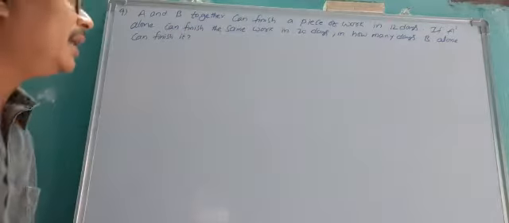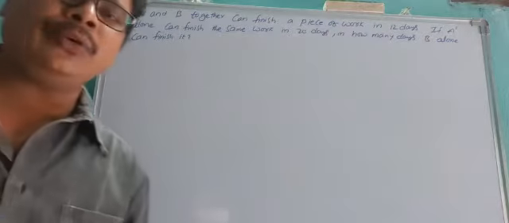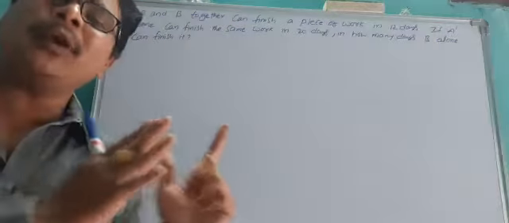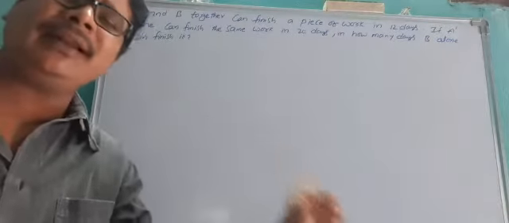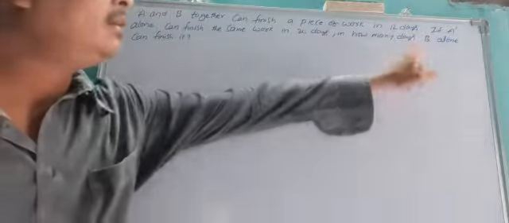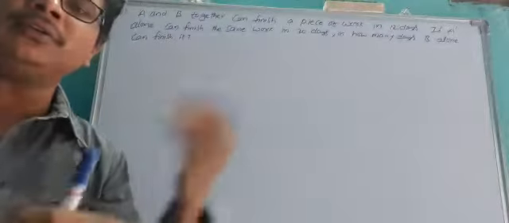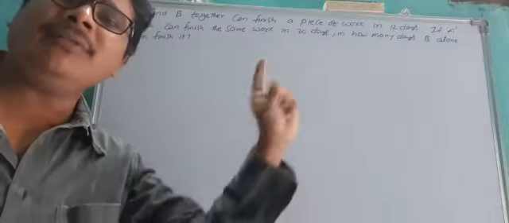Okay, next sum. A and B together can finish a piece of work in 12 days. So this is a time and work sum. If you have this type of sum in your examination, you should convert it to 1 day's work. That means 12 days' work is converted into 12 parts. In 1 day, only one part out of 12 parts is completed.